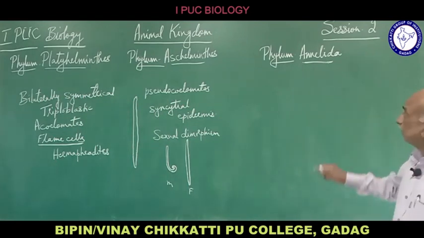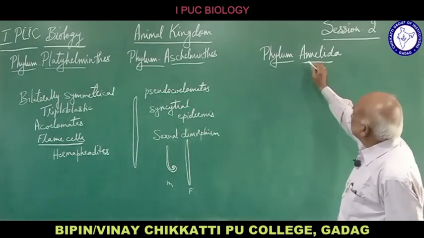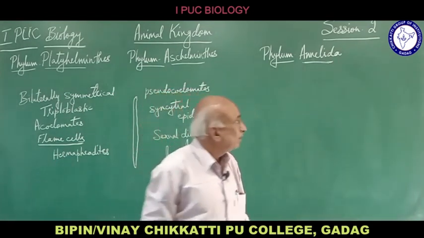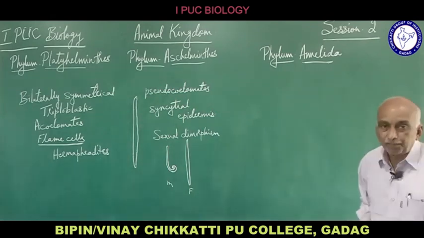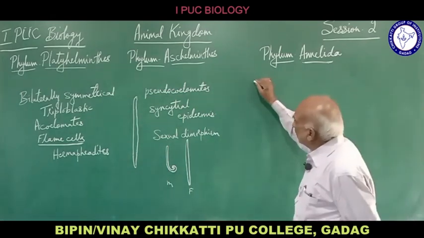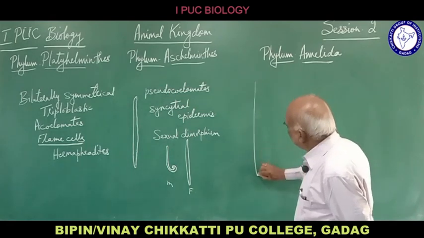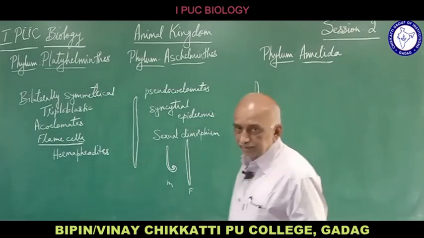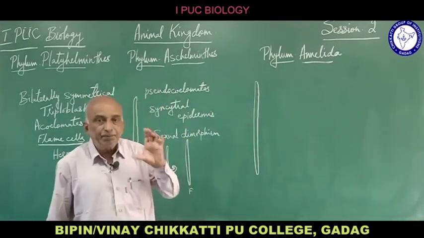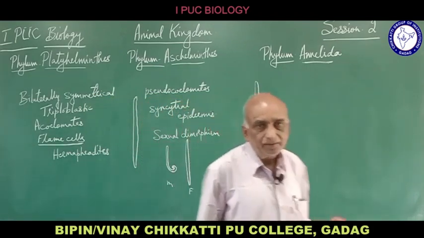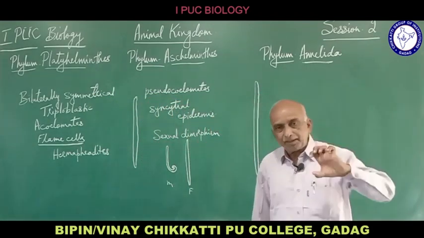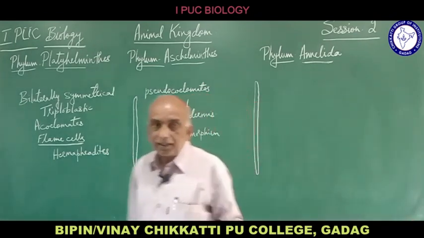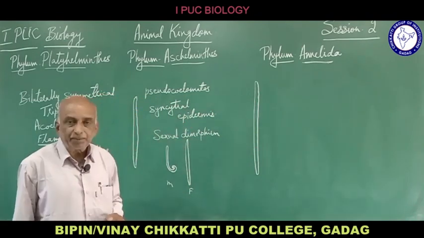Now, coming to the next phylum, Annelida. Annelida, annulus means a ring actually. So, here the common example is earthworm. By just remembering that animal, we can recall the characters. By remembering a particular animal which is very familiar, by observation or by remembering that animal, we can recall the characters of that particular phylum.